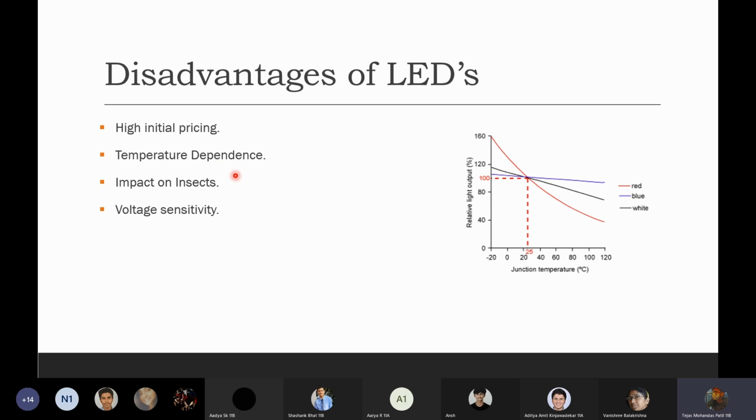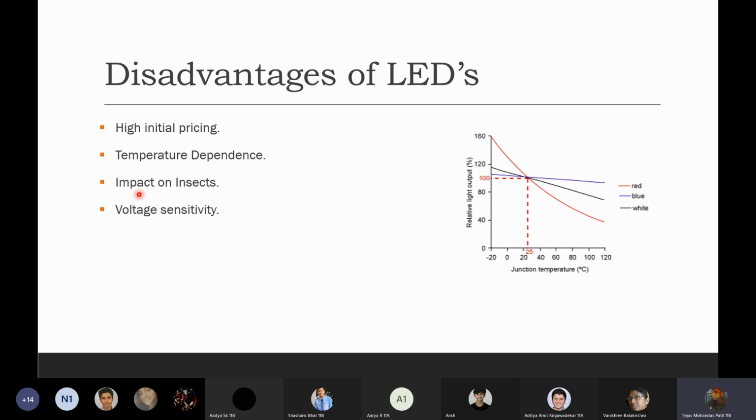And they are temperature dependent. You know how semiconductors behave with temperature, right? As the temperature keeps on increasing, the relative light output goes on decreasing. This is a graph that will make you understand that. So that is one drawback of LEDs.